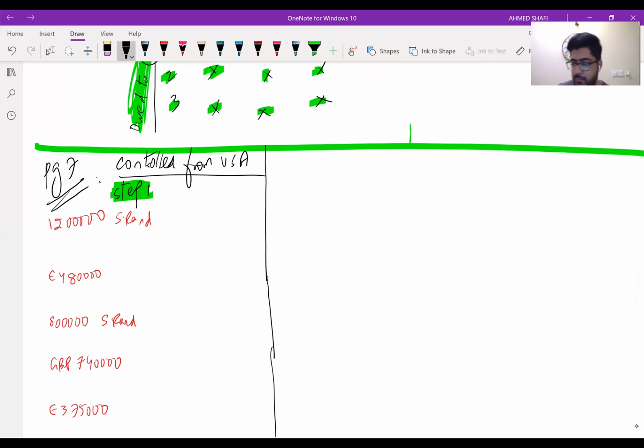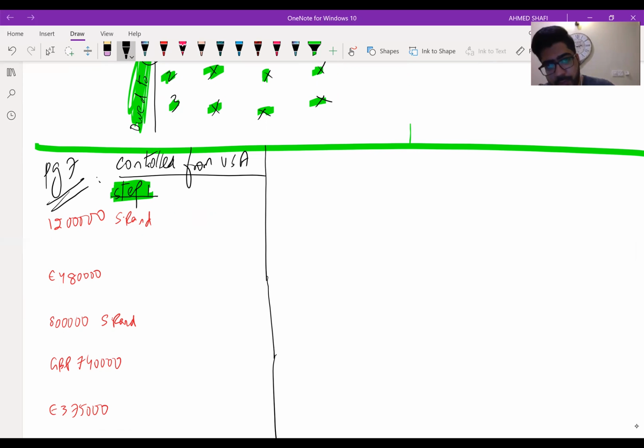You're asked to find the net payment between subsidiaries after netting of intercompany balances. You need to apply netting, so netting involves two steps. I am at the first step: convert all intercompany balances into one single currency. There are five balances: 1,200,000 South African rands, 480,000 euros, 800,000 South African rands, fourth one 740,000 GBP, and the fifth one 375,000 euros.